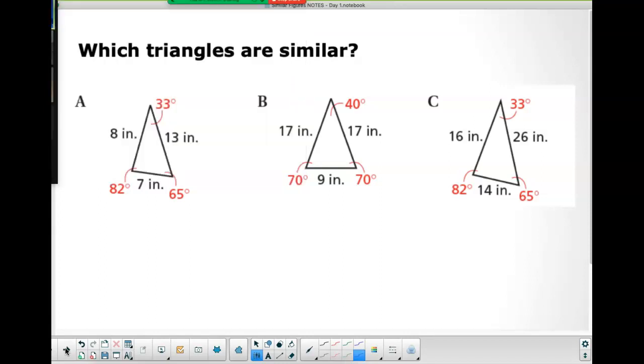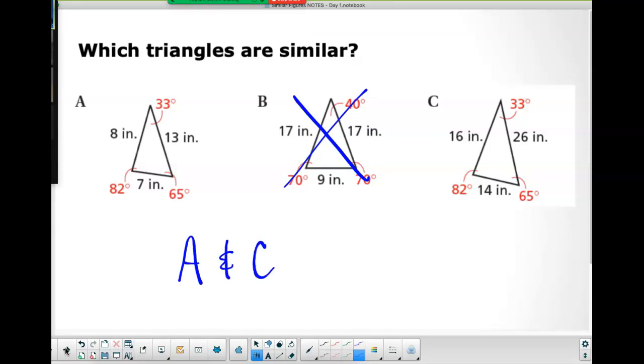Savannah? B? Why? Because it's 70 and 70. Yeah. So remember, we said in similar figures, the angles have to be the same. B has different angles, right? It has 70, 70, and 40 instead of 82, 65, and 33. So that means the similar triangles are A and C. That has to be it.